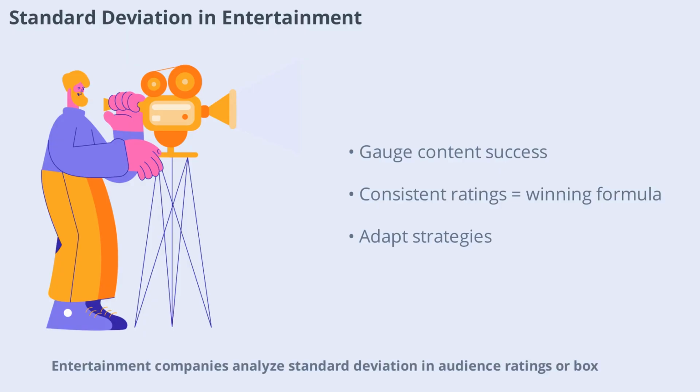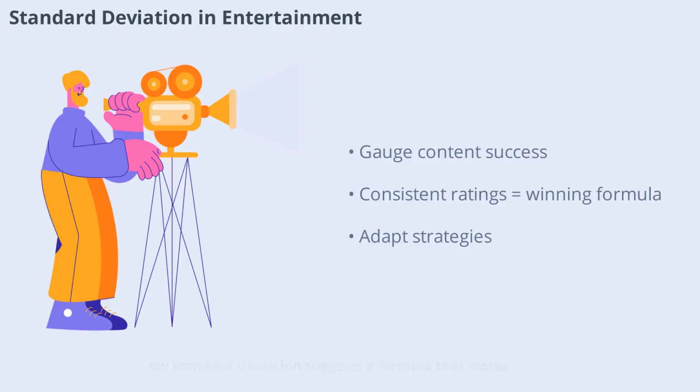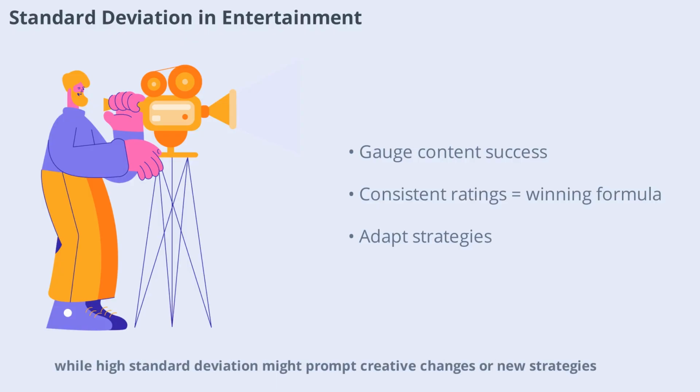Entertainment companies analyze standard deviation in audience ratings or box office sales to gauge the consistency of their content's success. Low standard deviation suggests a formula that works, while high standard deviation might prompt creative changes or new strategies.